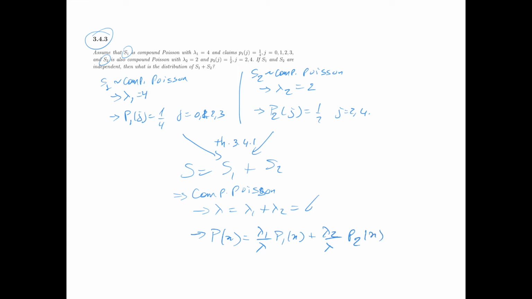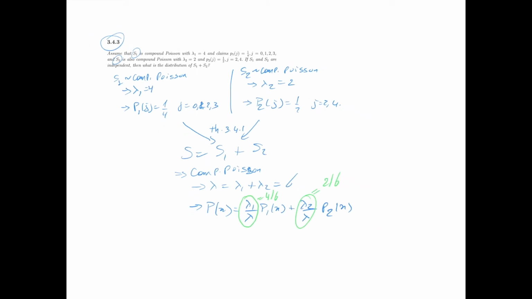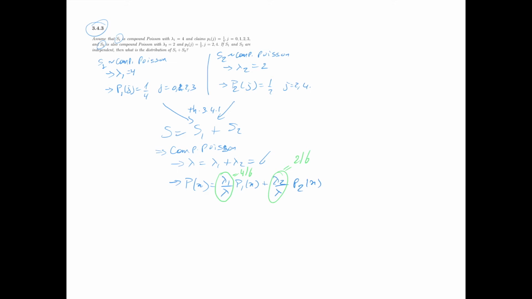And of course, because lambda 1 is equal to 4 and lambda is equal to 6, this one here is 4 divided by 6, and lambda 2 divided by lambda is 2 divided by 6. So then, for example, you can calculate P0, because then in this formula I put x equal to 0: it's 4 over 6 times P1 in 0 plus 2 over 6 P2 in 0.